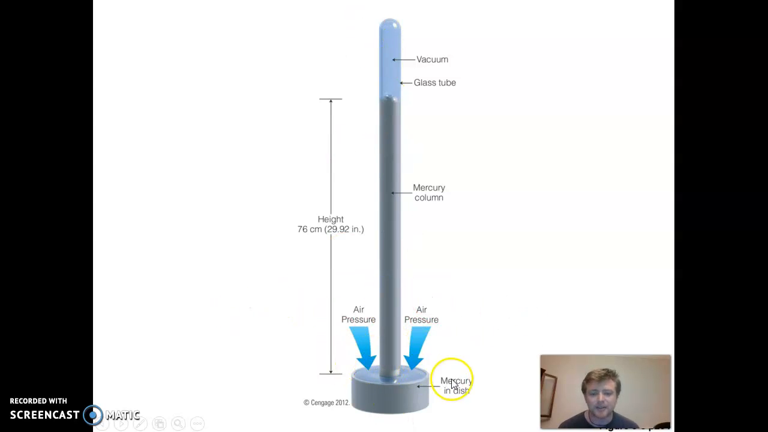These devices are very, very sensitive because not only can pressure change how much mercury is in this barometer, but so will temperature. So if you're going to use this, you have to use this in a constant temperature environment.